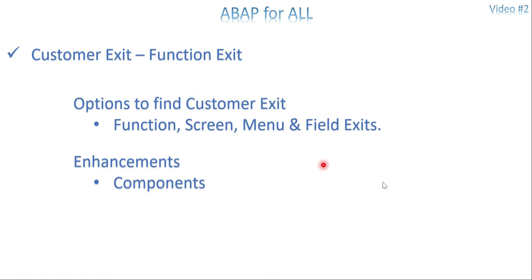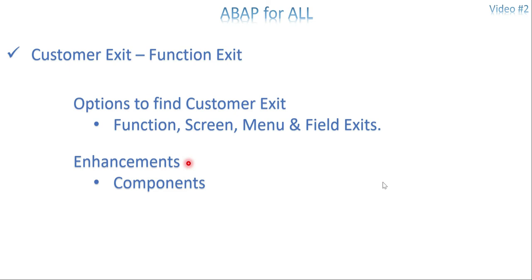There are some combinations. Technically, this term is called enhancement on components. You need to find an enhancement, and the enhancement can have an option of function exit, screen exit, menu exit, and field exit. Okay, so you need to find an enhancement first. It's not that I'm going to find a screen exit. So I'm talking a little technically.